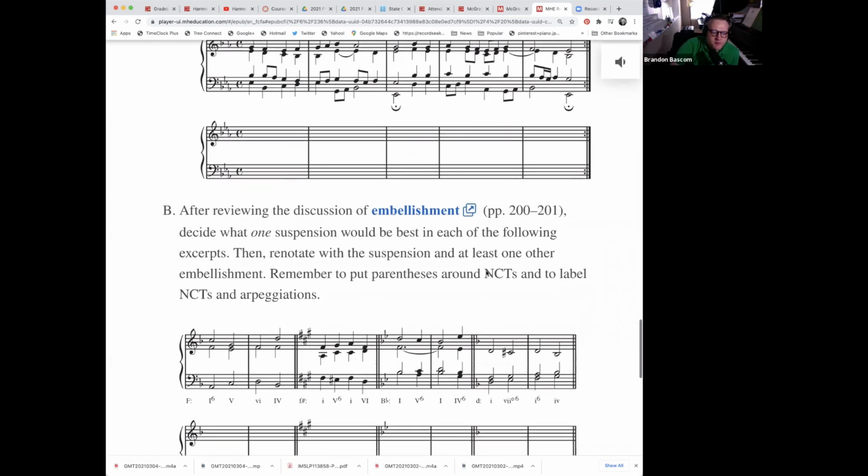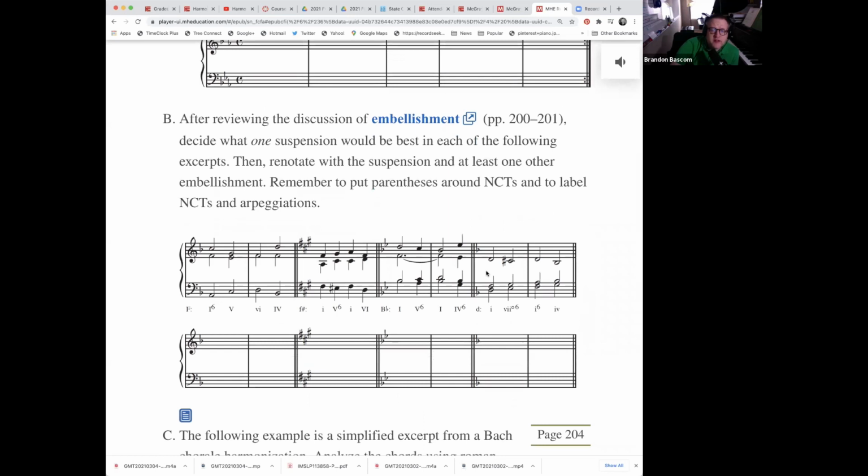All right. After reviewing the discussion of embellishment, decide what one suspension would be best in each of the following excerpts. Then renotate with the suspension and at least one other embellishment. Remember to put parentheses around non-chord tones and to label non-chord tones and arpeggiations. Well, this looks fun. Let's listen to that.